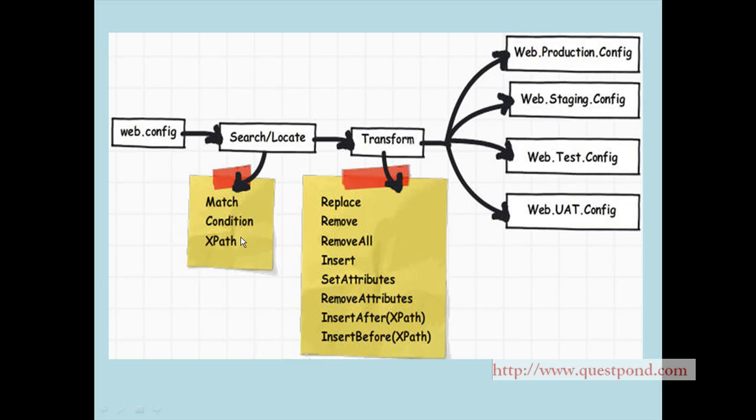To achieve our goal, where we have a connection string in our parent Web.config file and want to change that connection string value to something else, we'll use the match function from the search and locate options. We will use the match function to get the name of the element where the connection string is stored, and then we will use set attributes to change the value.